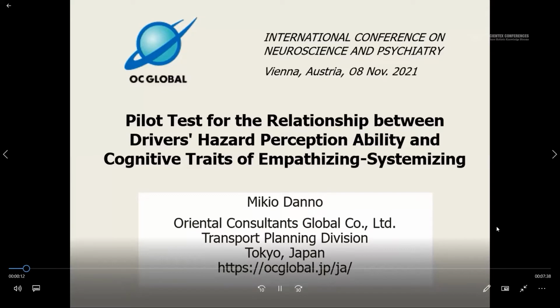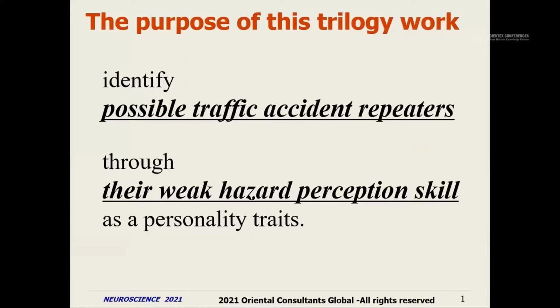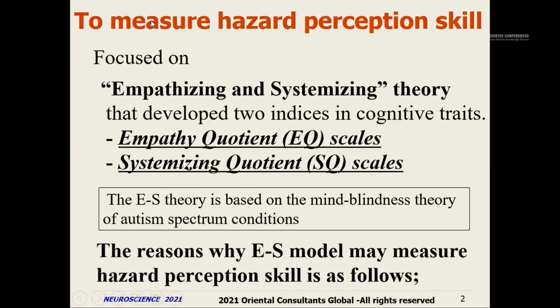This is my last part of a trilogy of work about the ES model, but I'll explain the first two stories very briefly, otherwise it is difficult to understand. The purpose of this trilogy work is to identify possible accident repeaters through their weak hazard perception skill as a personality trait. To measure hazard perception skill, I focused on empathizing and systemizing theory and its empathizing quotient and systemizing quotient scales as indices of cognitive traits.